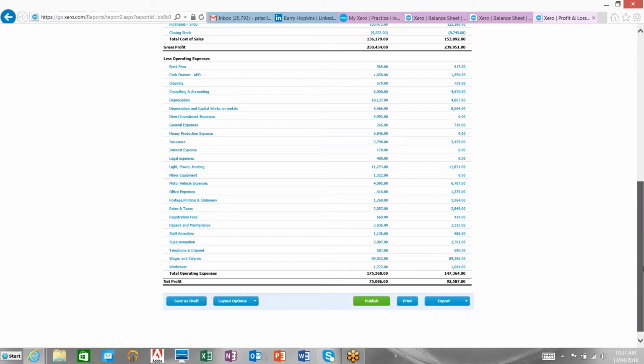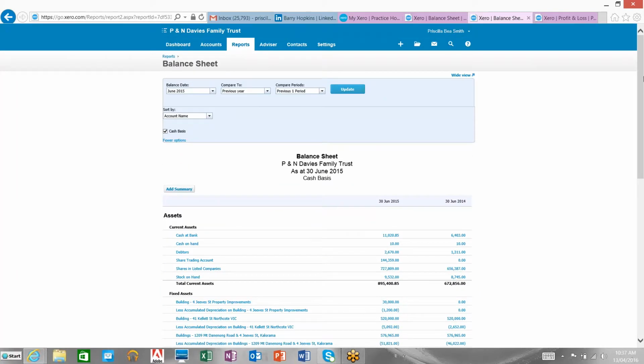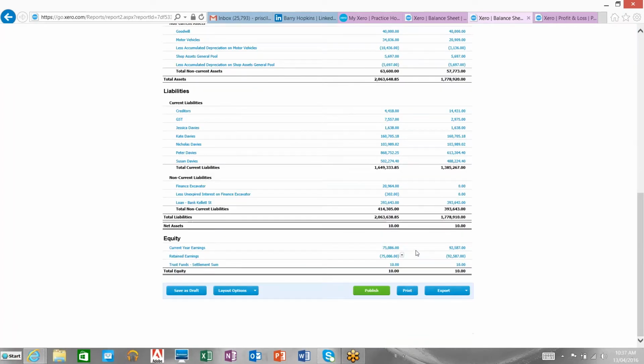Now let's have a look. 75, and balance sheet 75, yeah? That's how we read it. And at the end of the day, this has to equal this. Why do we have a contra entry here? Because the trust distributes all the profits to their beneficiaries. We don't retain earnings. We take it out and distribute it to the beneficiaries.